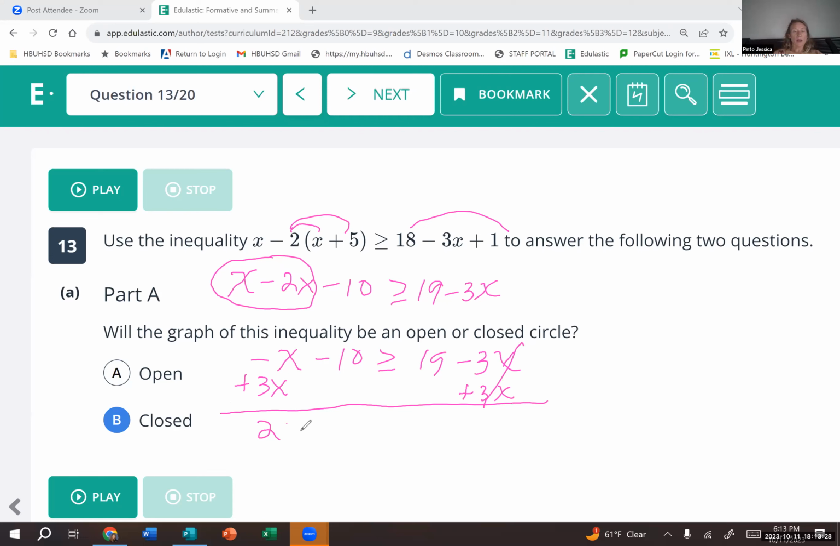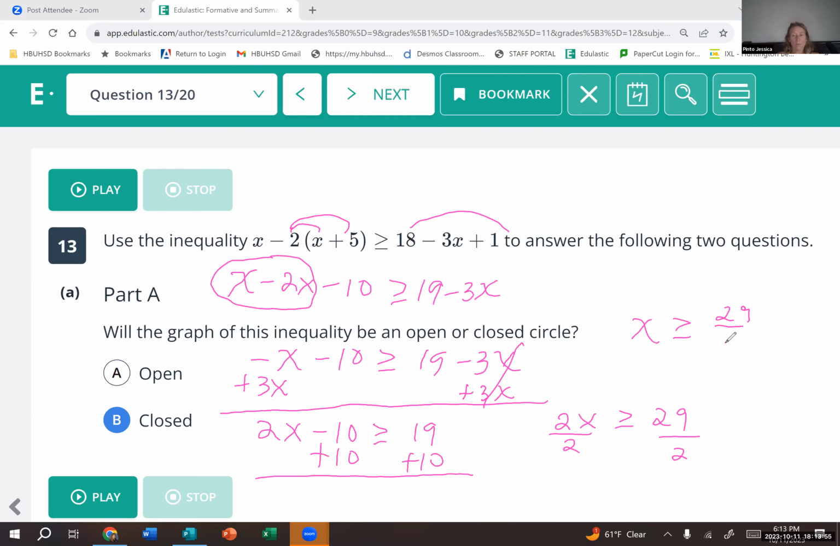It's going to give me 2x minus 10, it's greater than or equal to 19. Then I'm going to add 10. Okay, so I can see we're going to get an odd number answer, 29. And when I divide by 2, my answer is a fraction. So I'm getting x is greater than or equal to 29 over 2, which you could also think of as 14.5. So, yep, sometimes our answers are a fraction, and that's when it doesn't divide evenly.